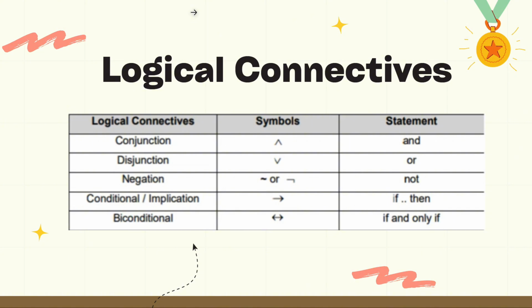Next, we have conditional or implication. The symbol is an arrow. The statement is if then. And lastly, we have biconditional. The symbol is as shown in the diagram. The statement is if and only if, and it indicates both sides must have the same truth value. These symbols help us represent real-life conditions in a mathematical and logical form.